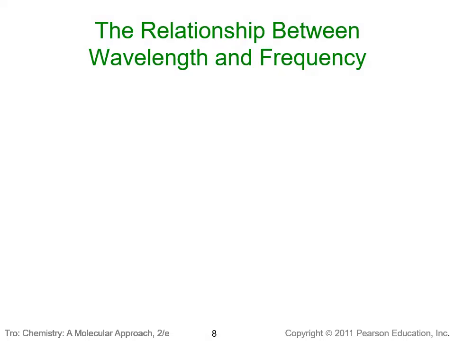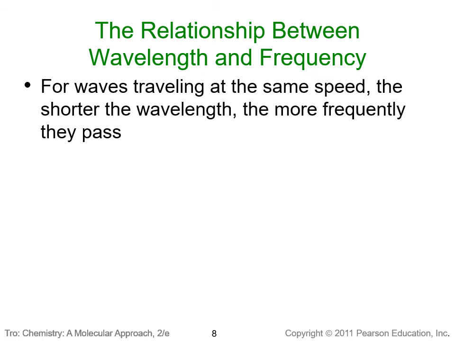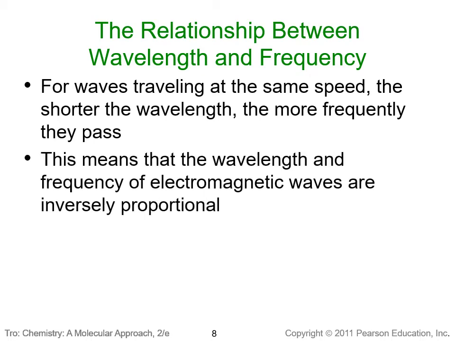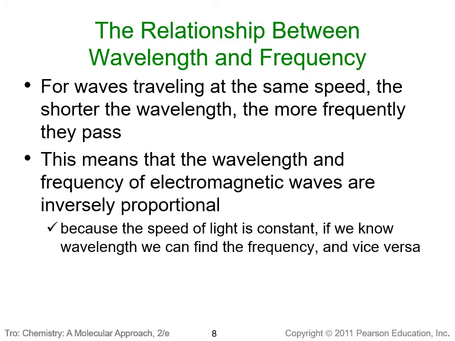Now, there is a relationship between the wavelength and the frequency. They are related to each other by the speed that they're traveling. The shorter the wavelength, the more frequently the waves come past you. The longer the wavelength, the less frequently they come past you, because they're traveling at the same speed. So these are inversely proportional to each other.